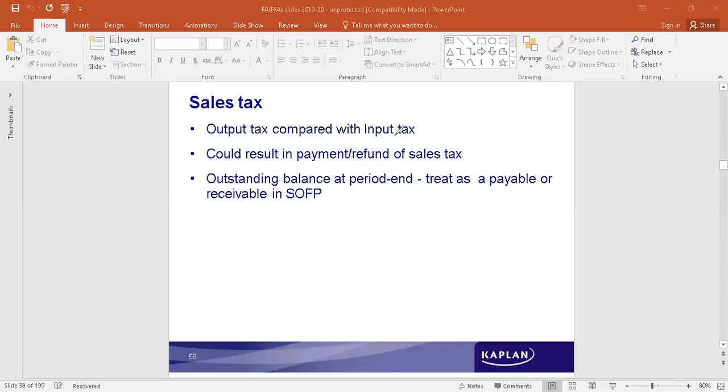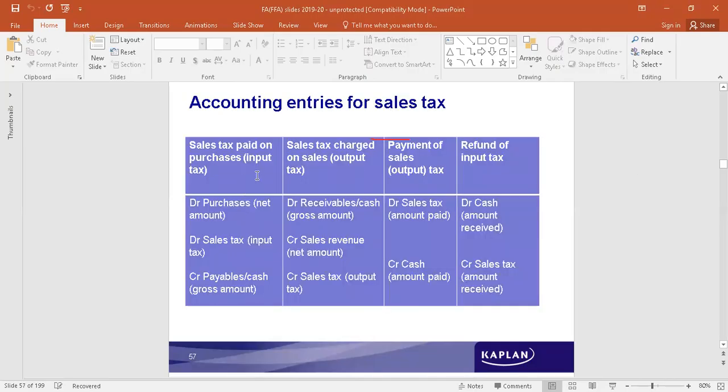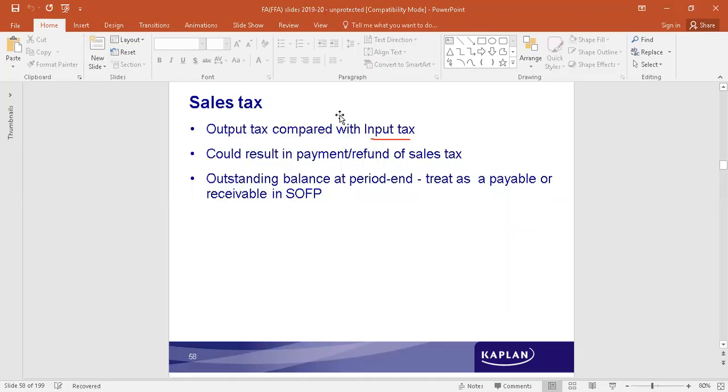So output tax compared with input tax could result in payment. Output tax will result in payment. There is a possibility that there could be a refund of sales tax, as we have seen. When there is a tax amount paid on purchases, there is a possibility that some excess amount was paid and it was refunded back by the tax authority. So there is a possibility for input tax as a refund of sales tax.